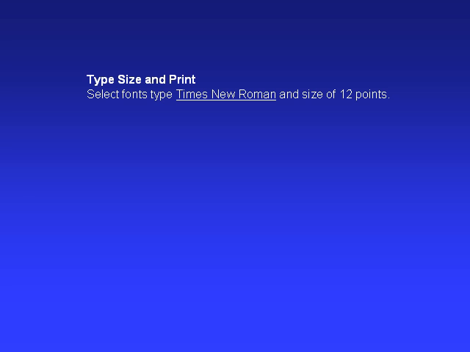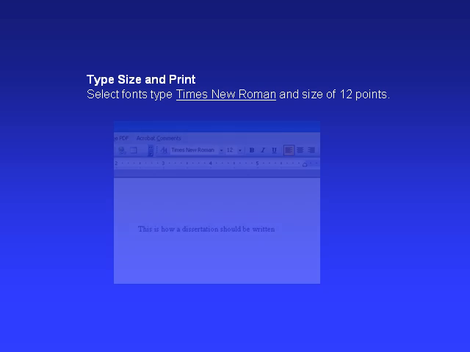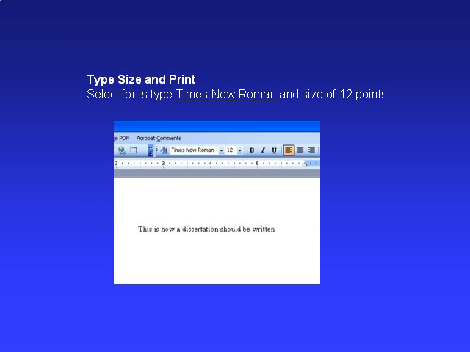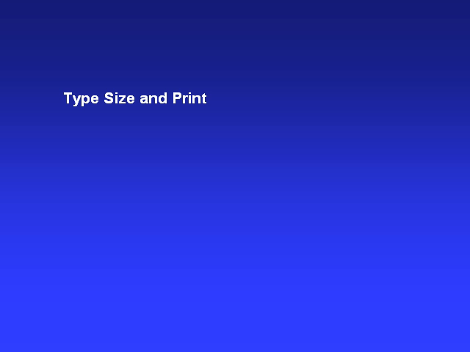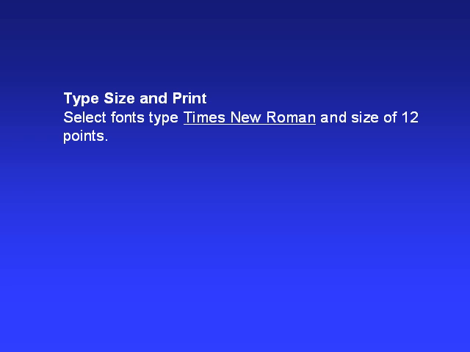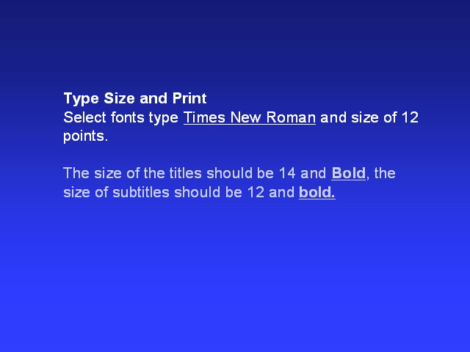Type size and print. The font type is Times New Roman and the size of the letters should be 12 points. This is how a dissertation should be written. On top we note Times New Roman and the size of the letter should be 12 points. Again, I repeat, Times New Roman and a size of 12 points. The size of the title should be 14 points and it should be in bold. The size of the subtitle should be 12 points and again bold.